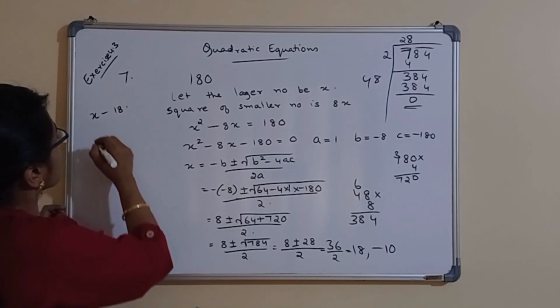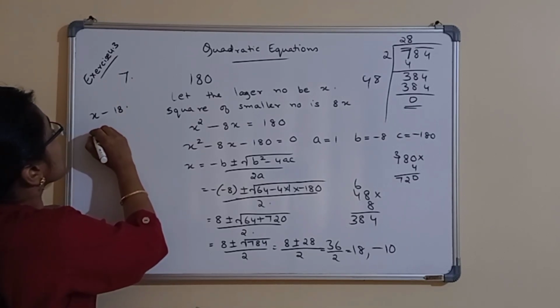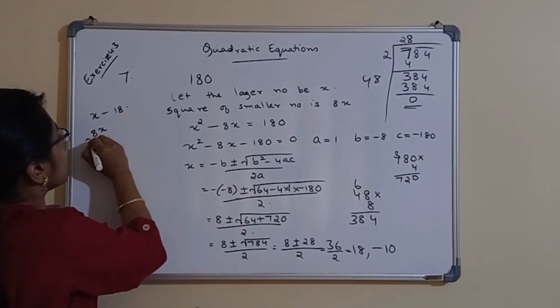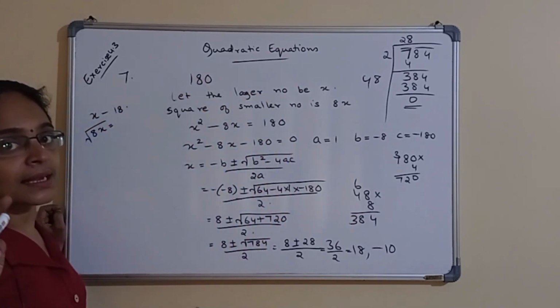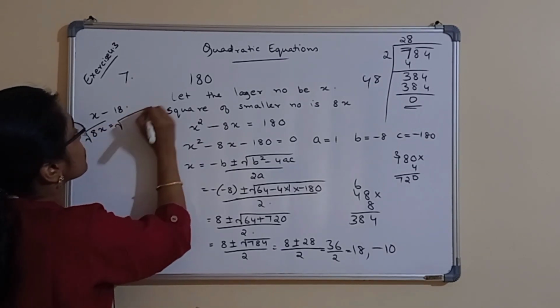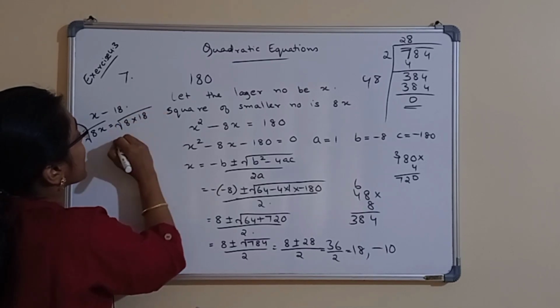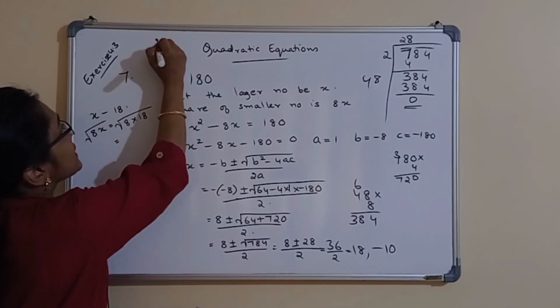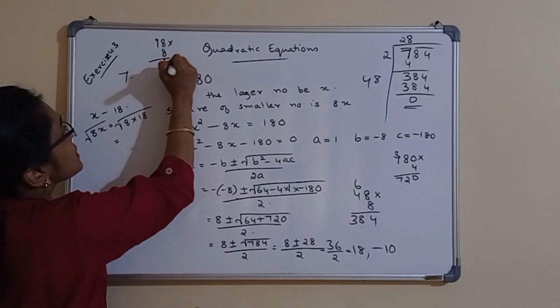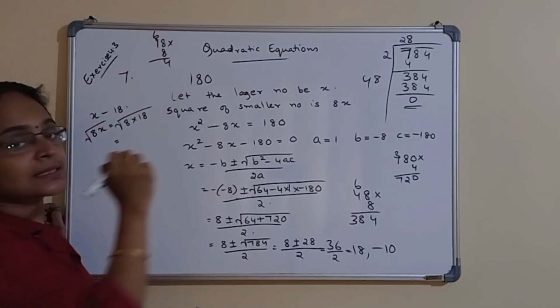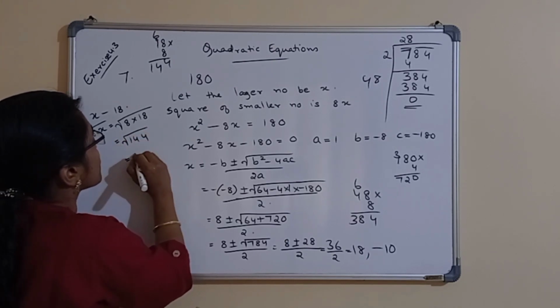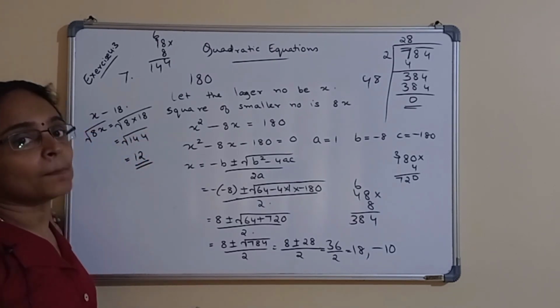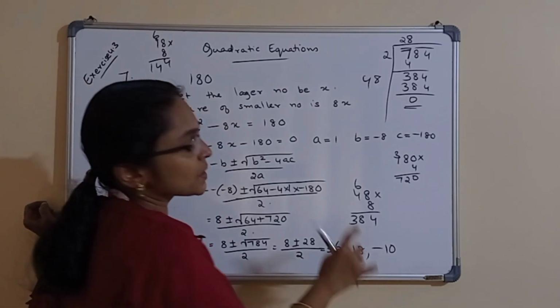So what is the smaller number? The square of the smaller number is 8x, which means the smaller number will be square root of 8x, which is square root of 8 into 18. And what is 8 into 18? 18 into 8 is 64, 8 plus 6 is 14, so 144. So square root of 144 is equal to 12. So the smaller number is 12 and the larger number is 18.